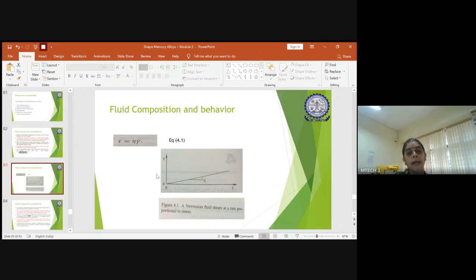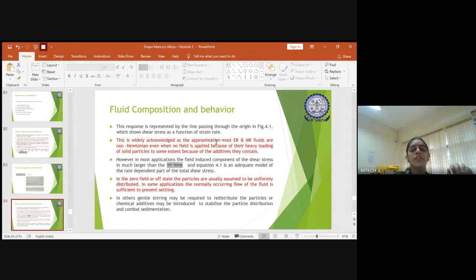If you plot a graph and there is no variation with respect to stress and strain, then viscosity also will not change. Only then do you call that a Newtonian fluid. But when you have a change in the shear stress and shear strain, obviously the viscosity also increases, and this is the nature of a non-Newtonian fluid. So when the field is applied, it will be a non-Newtonian fluid because the viscosity changes.